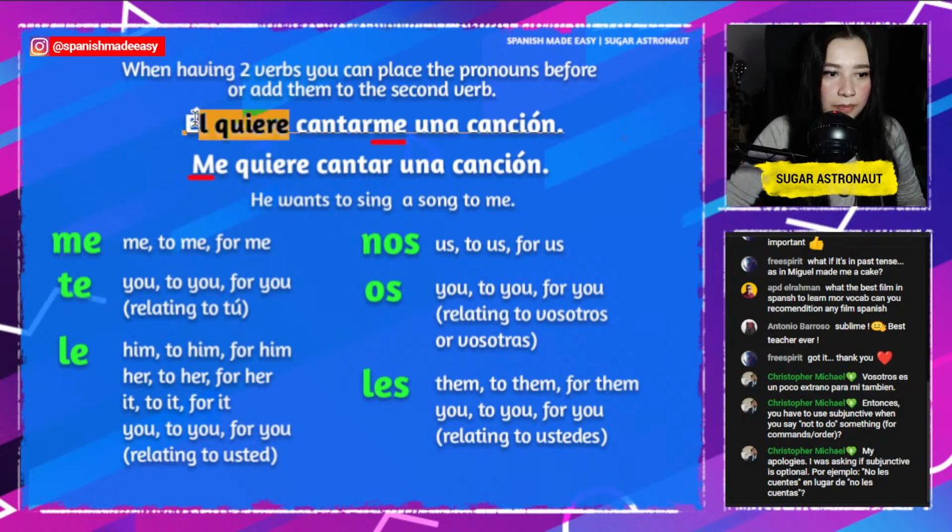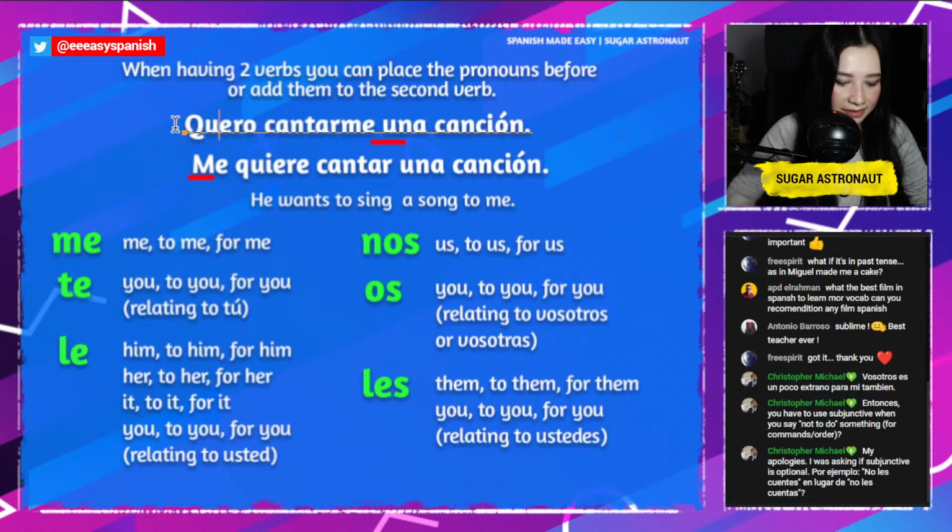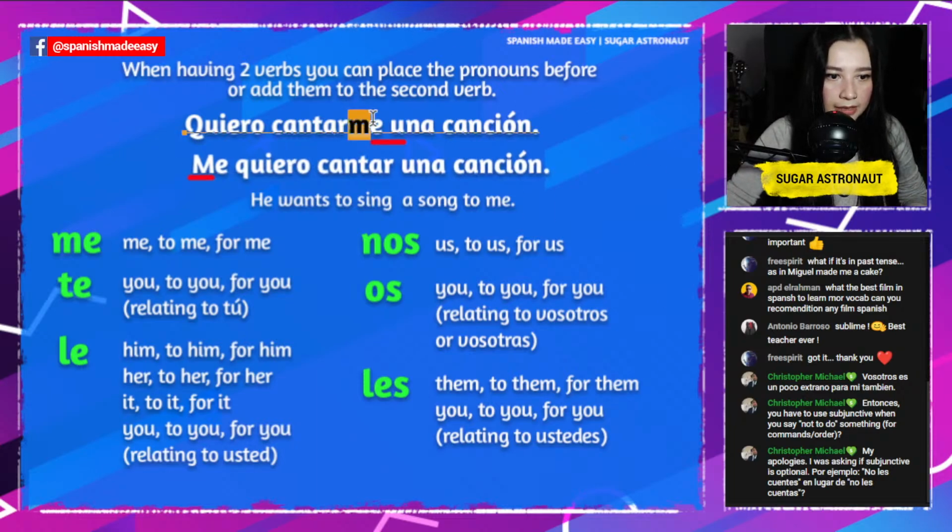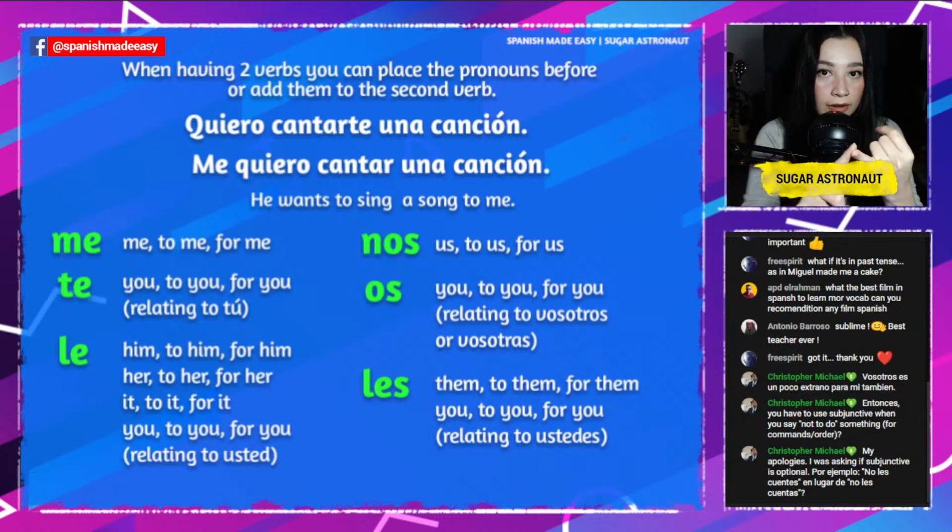Okay, so let's go back to quiero. Now, guys, let's remove me and replace it with the next pronoun. Okay, the next pronoun is te. Quiero cantarte una canción. Remember the two verbs, guys. Quiero is a verb, it's conjugated. The infinitive verb is querer. Quiero, conjugated. Quiero cantar. Remember, querer means to want. Cantar means to sing. So we have the two verbs at the beginning of the sentence.